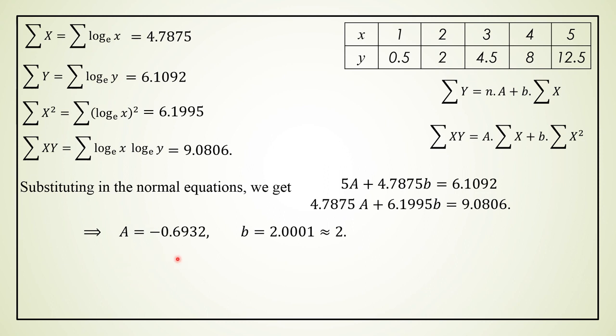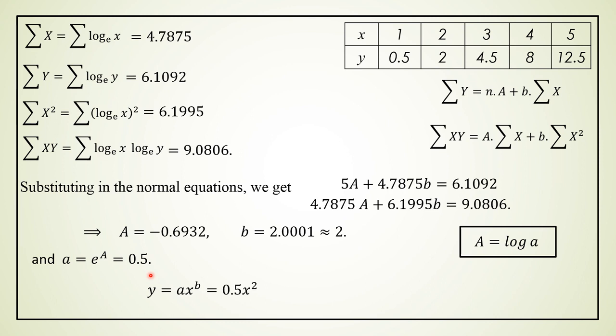By solving these two equations, you are going to get the value of capital A is minus 0.6932 and b is 2.0001, which is approximately equal to 2. But what is capital A? Capital A is nothing but log a. Therefore, I can write small a is equal to e to the power A, that is equal to e to the power minus 0.6932, which is equal to 0.5.